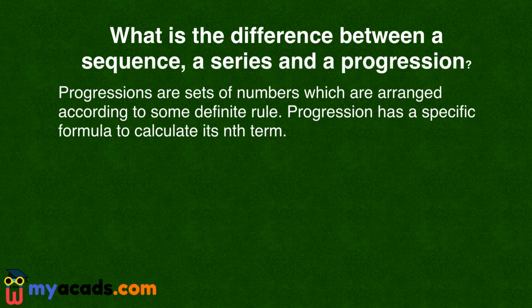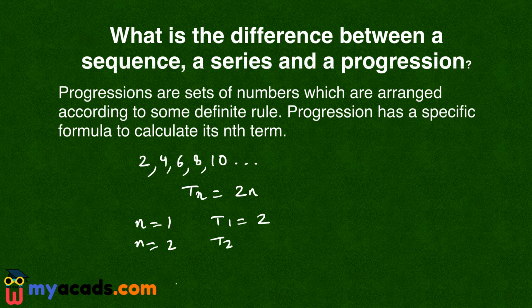For example, my progression is 2, 4, 6, 8, 10, and so on. So here I can find out that my nth term is 2n. When n is 1, my term t1 becomes 2. When n is 2, my t2 becomes 4. When n is 3, my t3 becomes 6.